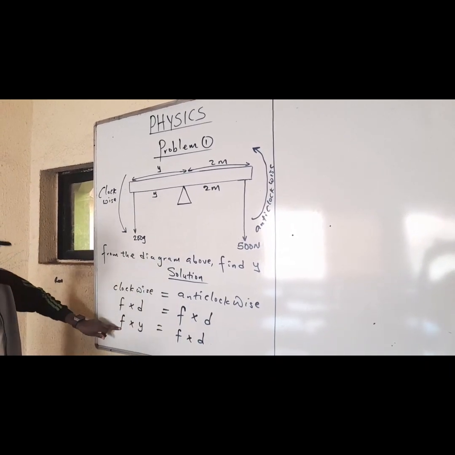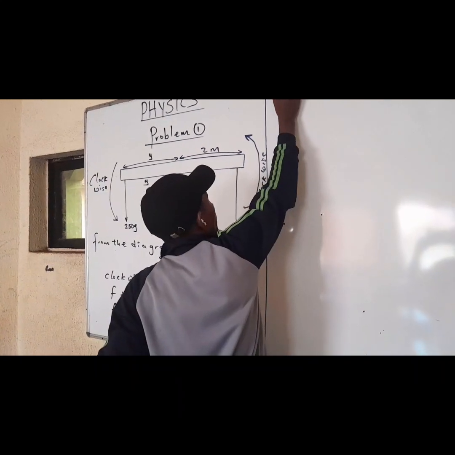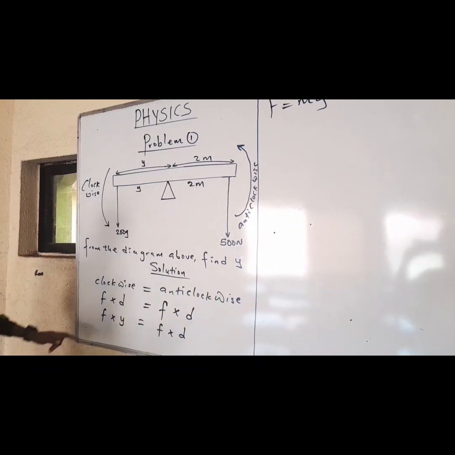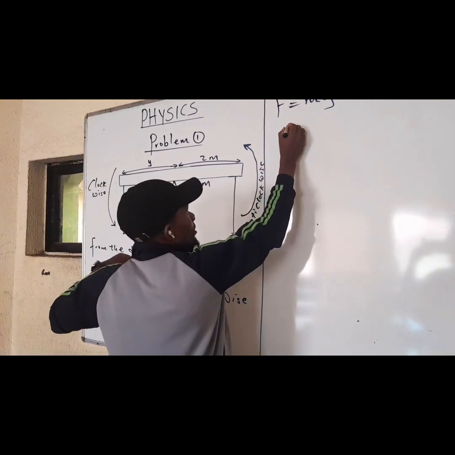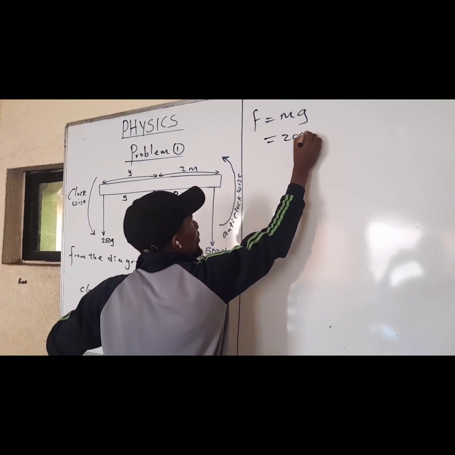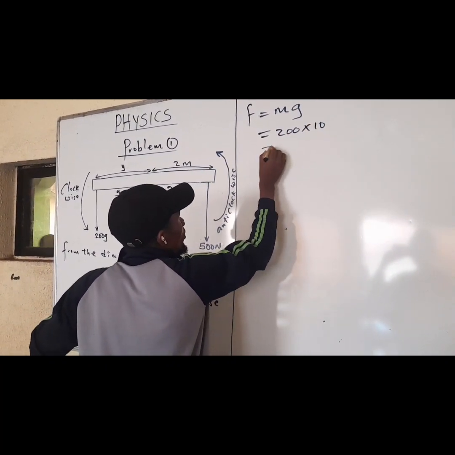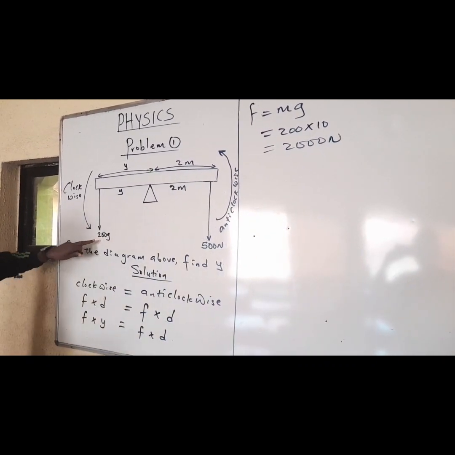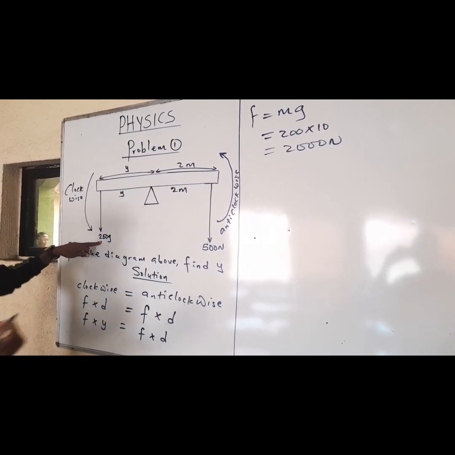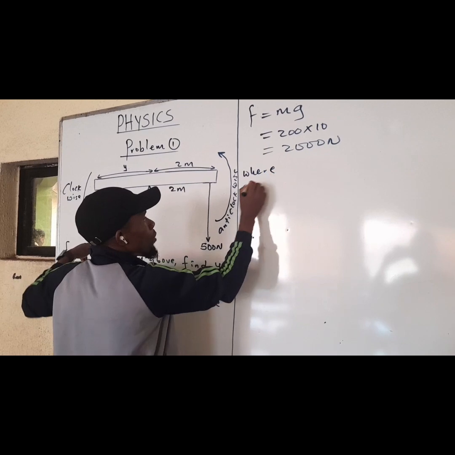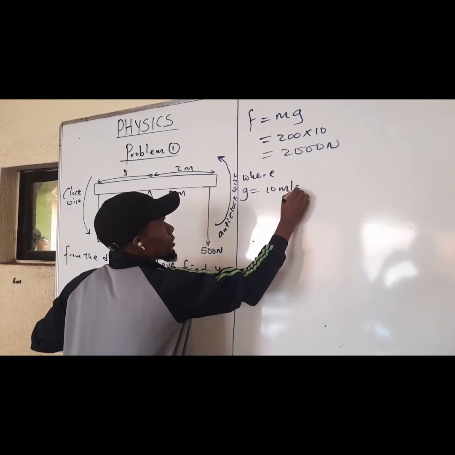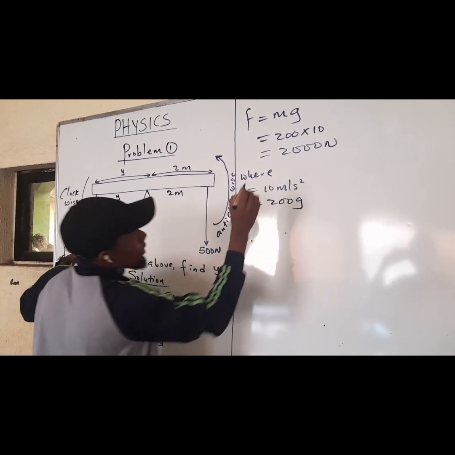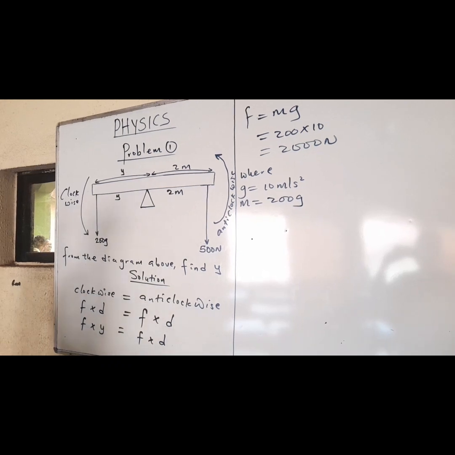As you can see on this, I need to look for this particular force. So my F is equal to mg. My mass is given as 200 times my gravity, which is 10, which is equal to 2000 Newton. So I've gotten my force on this, where G is equal to 10 meters per second squared, and my mass is given as 200 gram.